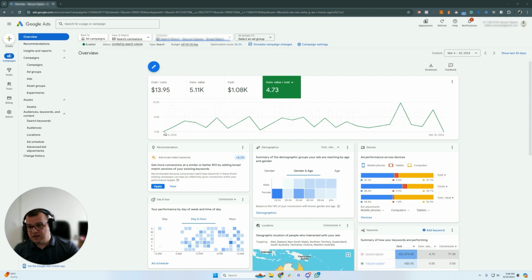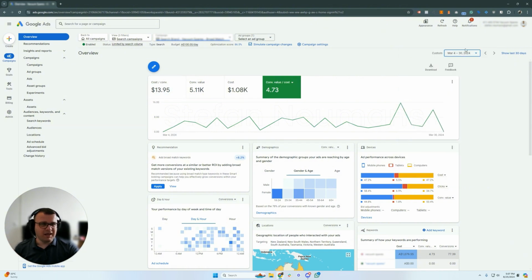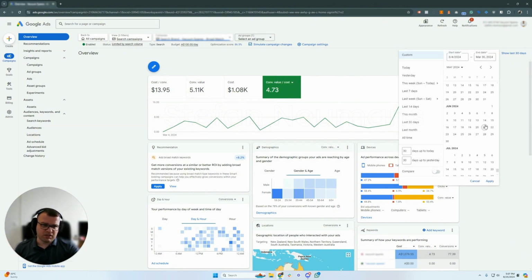In this case, we can clearly see this one was started on March 4th this year, and it started to pick up in March. By the way, this is an account where we have around 80K in spend per month. We have been working with this client for a while.